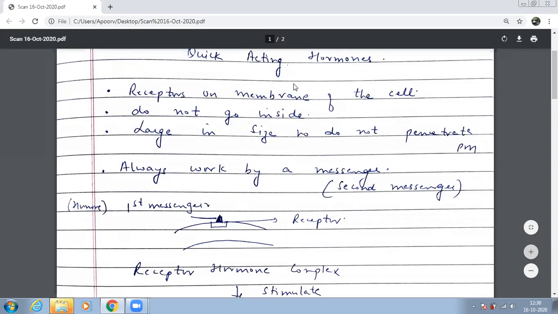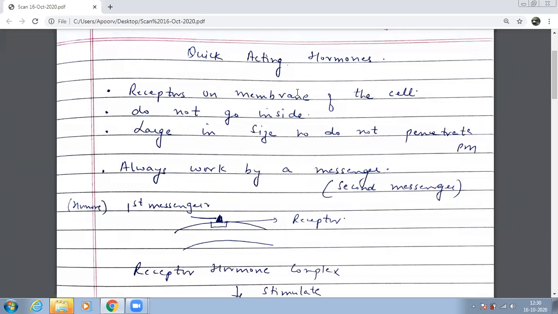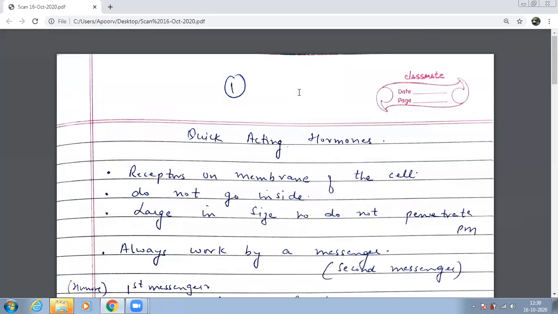Then in the cytoplasm, they have to go and search for the receptors. So does it take time, or is it done very quickly? It takes time. That is why they were known as slow acting hormones, and such kind of receptors were present inside the cytoplasm. I'll give you a term. What were the receptors called, the ones which are present inside the cell?